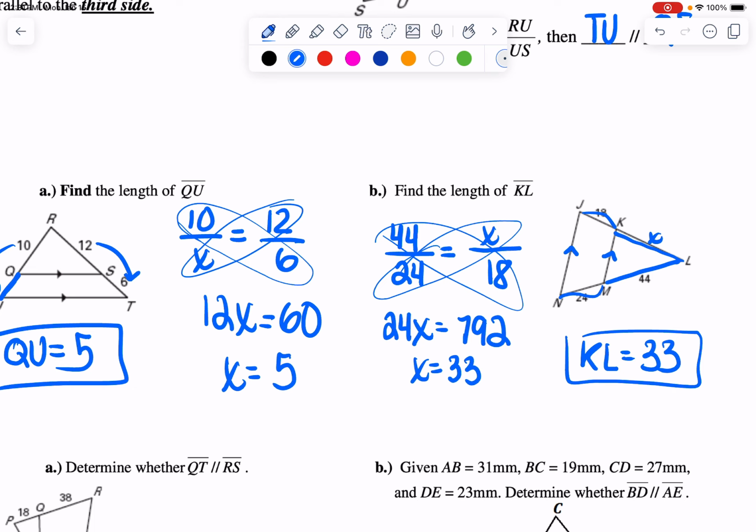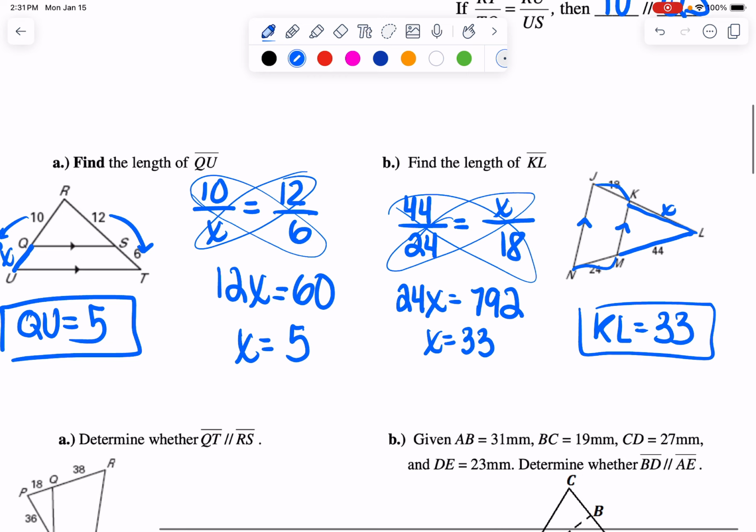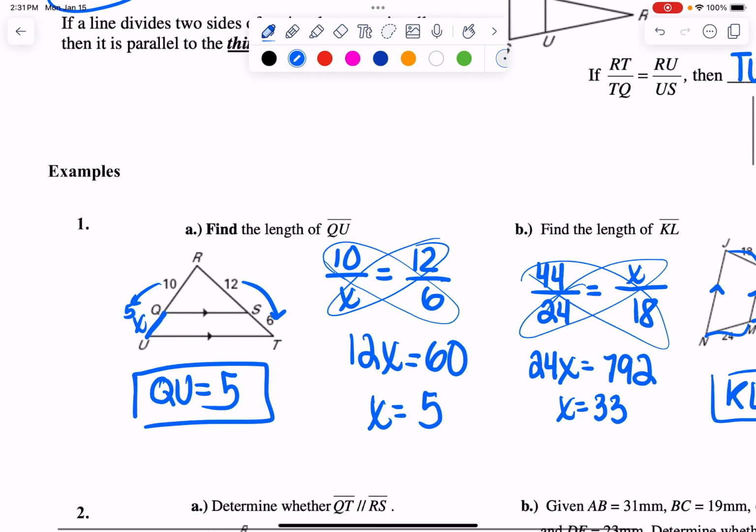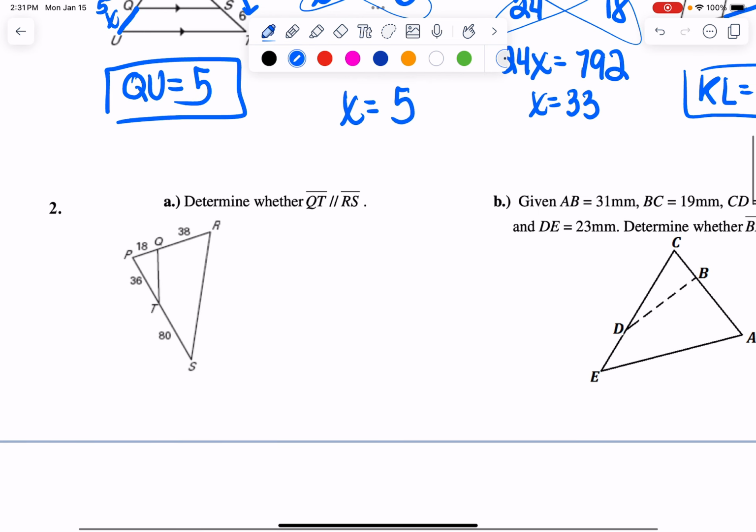So that's the first part, just figuring out the measurements. We're now going to switch it up a little bit. We're going to switch the two parts, and we're going to see whether or not we have parallel lines. So let's look at a problem like that. Here's what number 2 says. Part A says determine whether QT is parallel to RS. Basically, what you need to make sure of is that the proportions are equal.